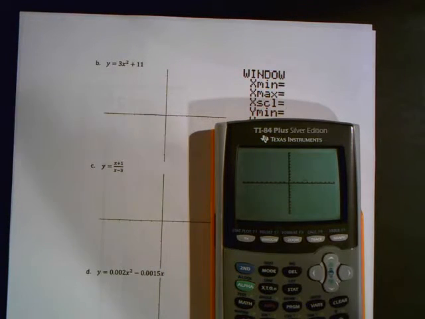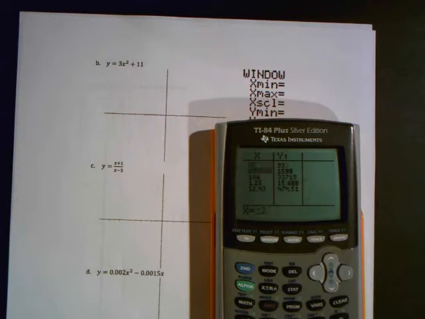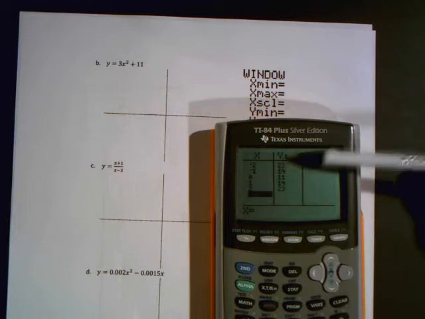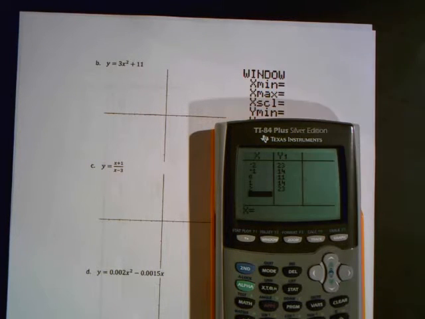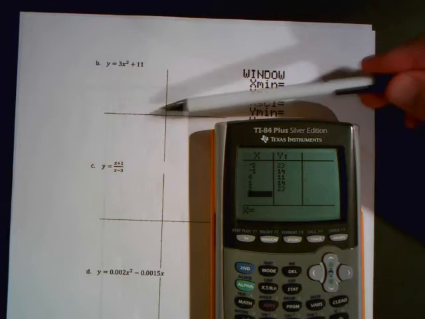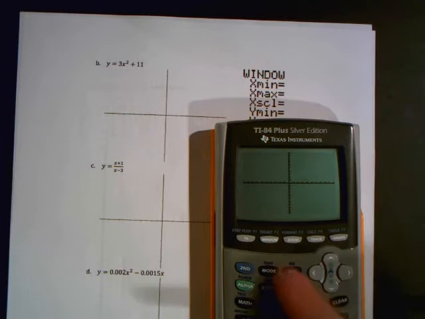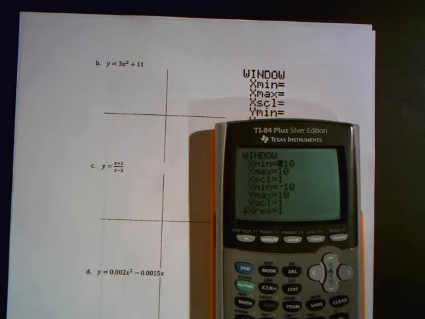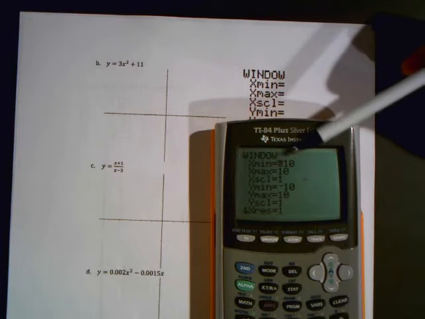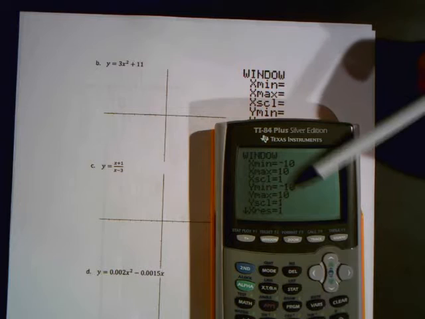So a good idea here would be to go to the table and plug in numbers like -2, -1, 0, 1, and 2, and take a look at these y numbers. I notice my smallest y number is 11, and my y's are getting bigger, which tells me if I want to view this graph, I need to go higher than 10. To go higher than 10, push the window button. I think we're okay with our x min and our x max going from -10 to 10, but we need our y's to go higher.